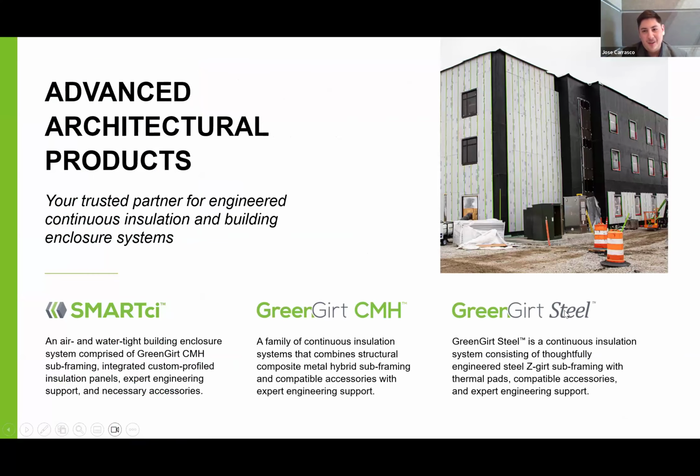Just a bit about Advanced Architectural Products before we get started here. We are the manufacturers and engineers of continuous insulation and building enclosure systems. So Z-girt CMH and Z-girt steel, those are our composite metal hybrid and steel-based continuous insulation systems. And then Smart CI is our building enclosure system, which works with the Z-girt CMH product, coupled with custom routed rigid insulation as well to give you that full building enclosure.